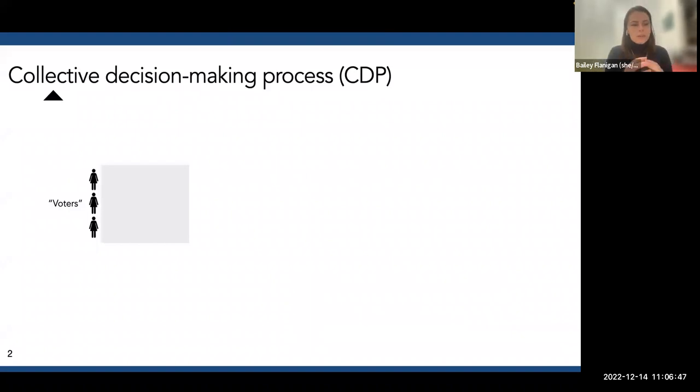Okay, so we're going to start by defining what we mean by a collective decision-making process, because we're going to talk about a couple different collective decision-making processes today. When we say collective decision-making process, the collective refers to the fact that there's a group of constituents, like a population. These aren't decision makers, but they're people who are going to be affected by the decisions made by their society. And we're going to call them voters in this talk.